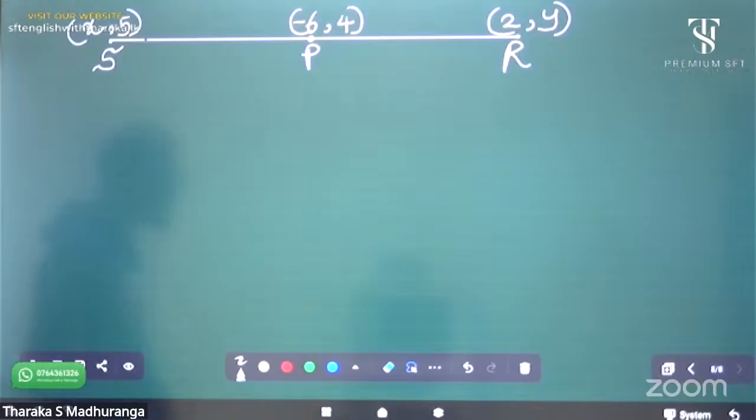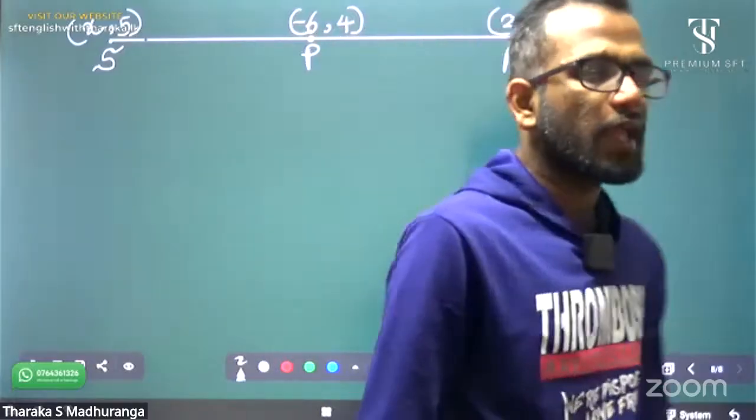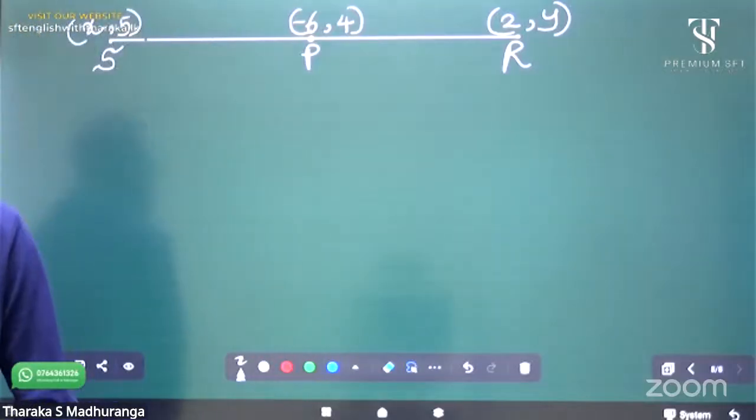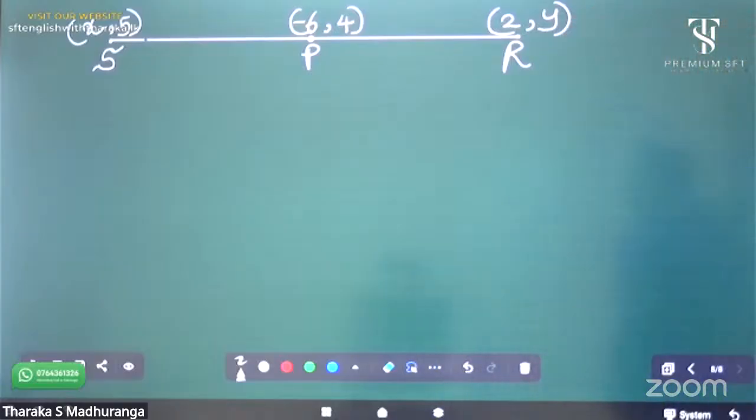S point Y coordinate is 5, and R point X coordinate is 2. Calculate the S point X coordinate and the R point Y coordinate.